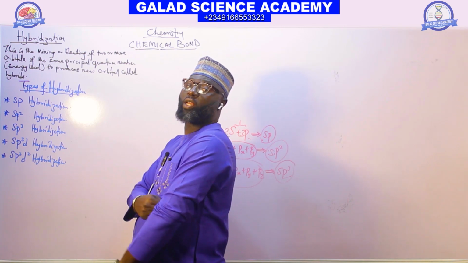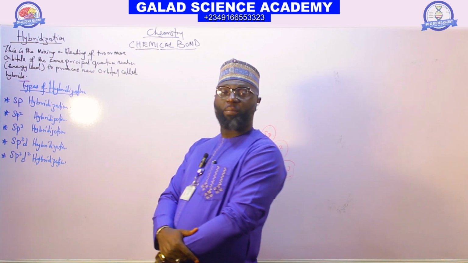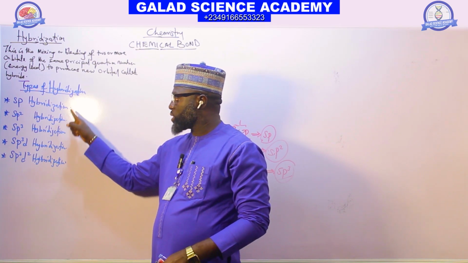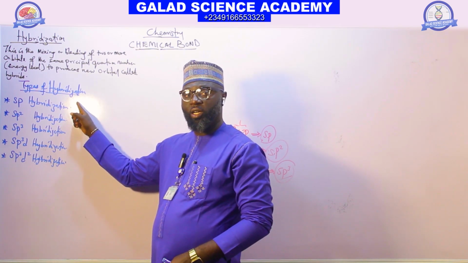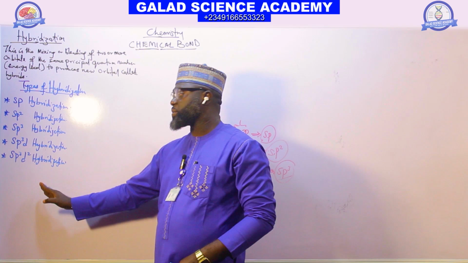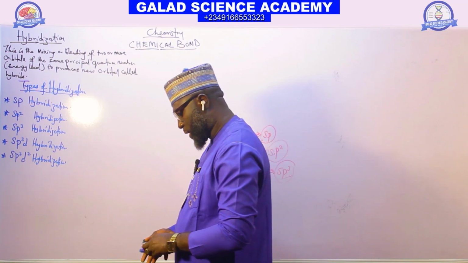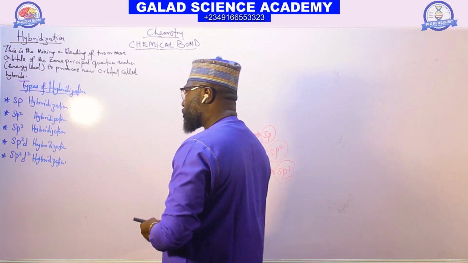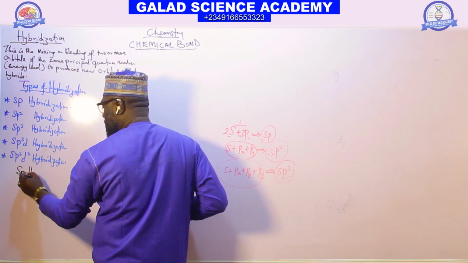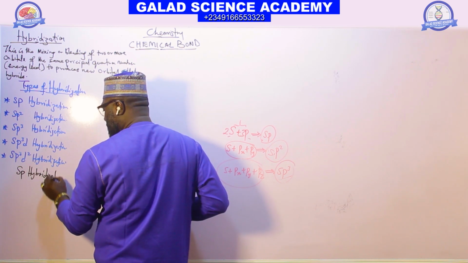In organic chemistry, if you ask what are the types of hybridization we have, we have three: sp, sp2, sp3. But in inorganic chemistry or physical chemistry, we have five types of hybridization. Let's take it one after the other. The first one is sp hybridization.